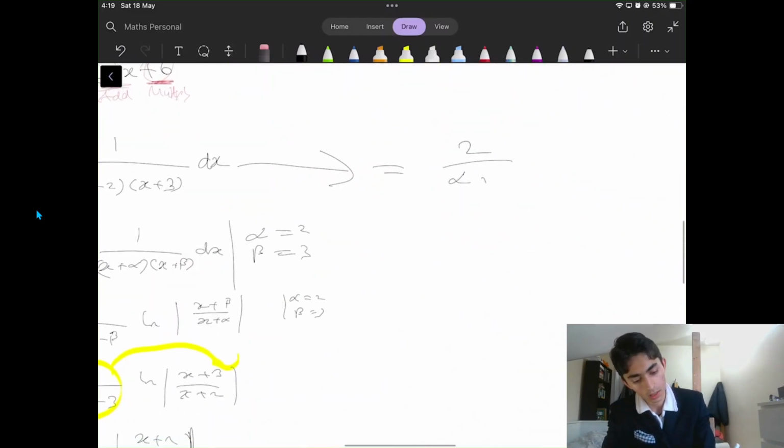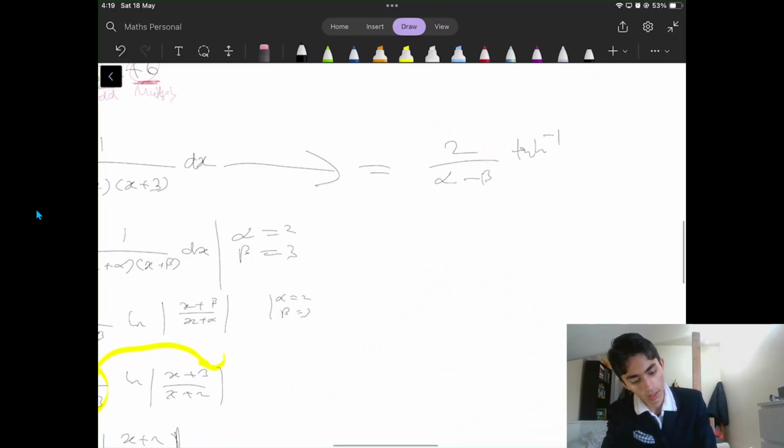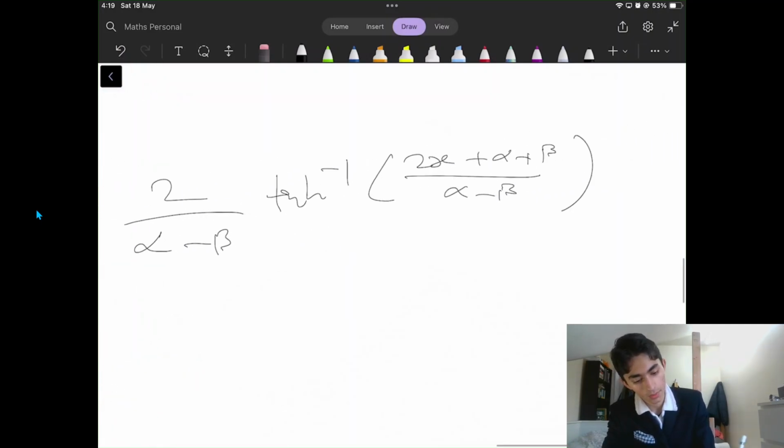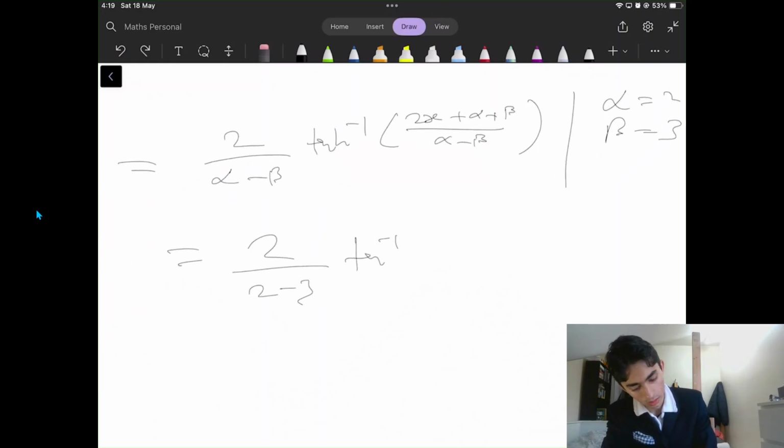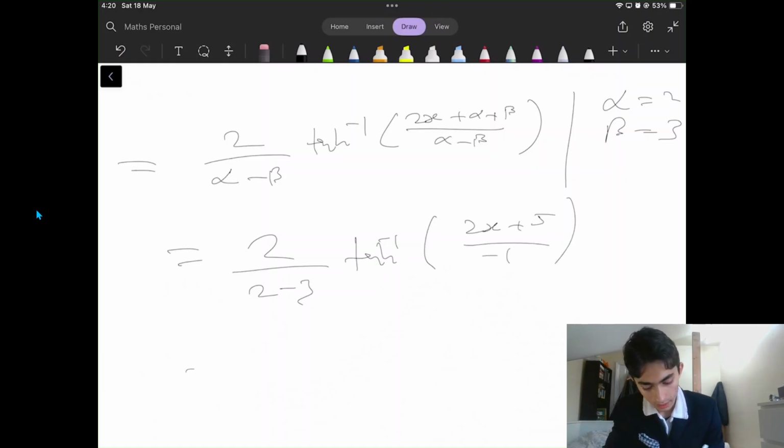2 over alpha minus beta times the hyperbolic inverse tan of (2x plus alpha plus beta) over (alpha minus beta). Of course, evaluated when alpha and beta are 2 and 3. Giving us 2 over 2 minus 3 times hyperbolic inverse tan of 2x plus 2 plus 3, which is 5, over 2 minus 3, which is negative 1. Giving us negative hyperbolic inverse tan of negative 2x plus 5.